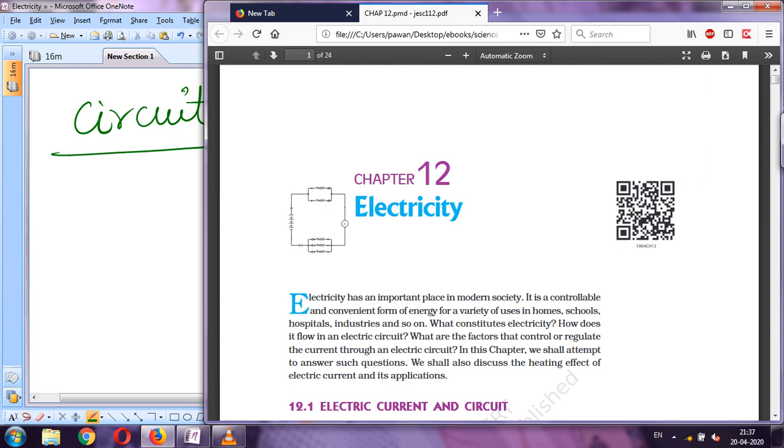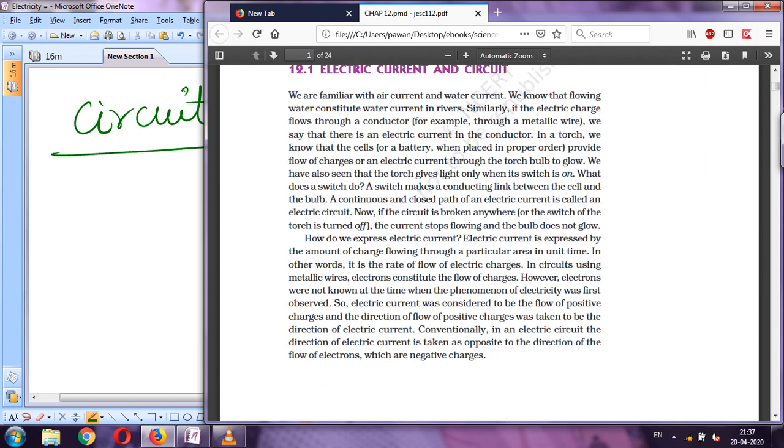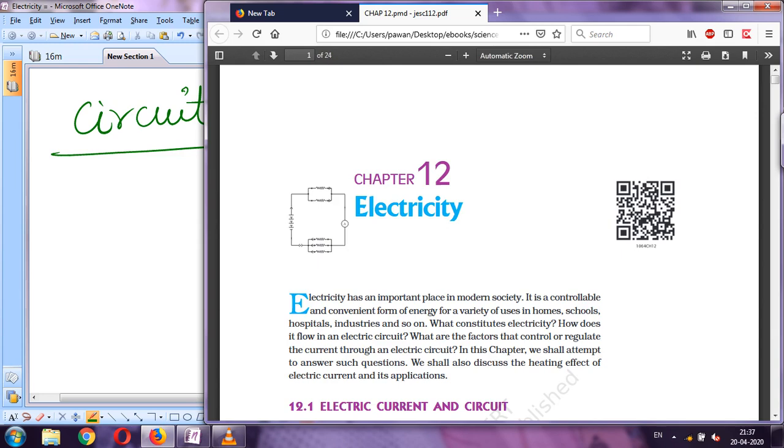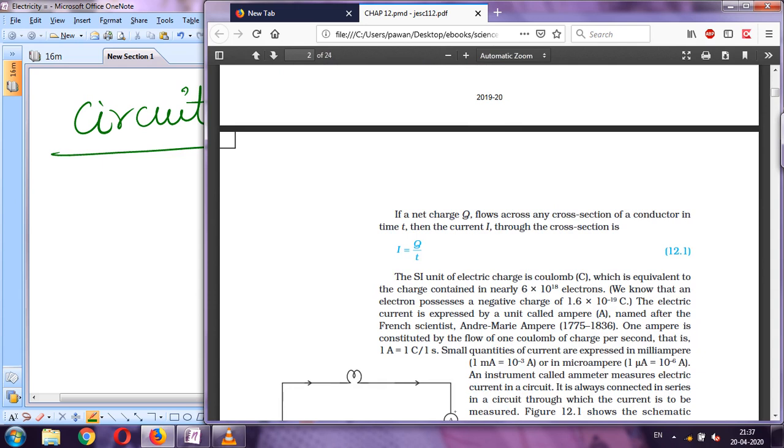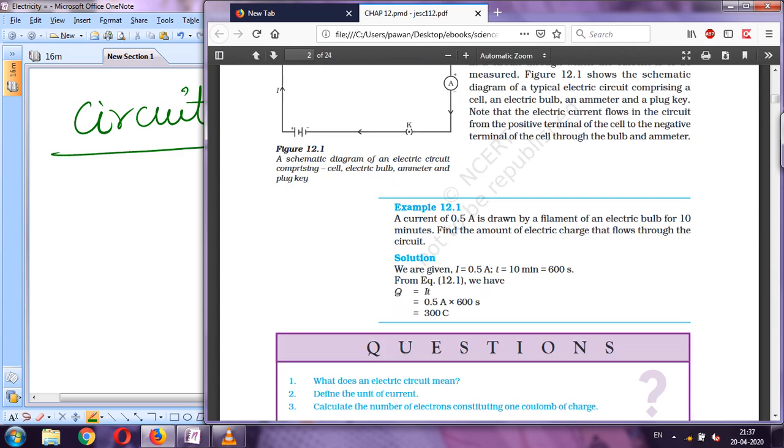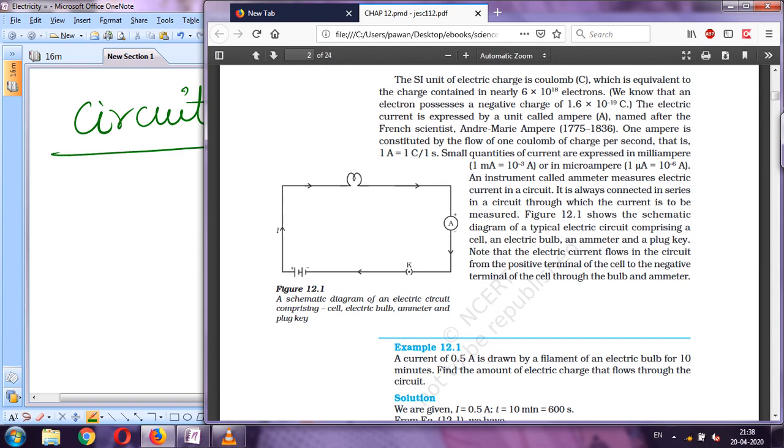We came to our book. See what topics we covered here. We covered electric current as well as electric circuit. After this, we studied the formula of electric current. You can see one diagram here. This diagram is an electric circuit only. You can see this part is the bulb, this part is the ammeter, this part is the key, and this part is the battery.